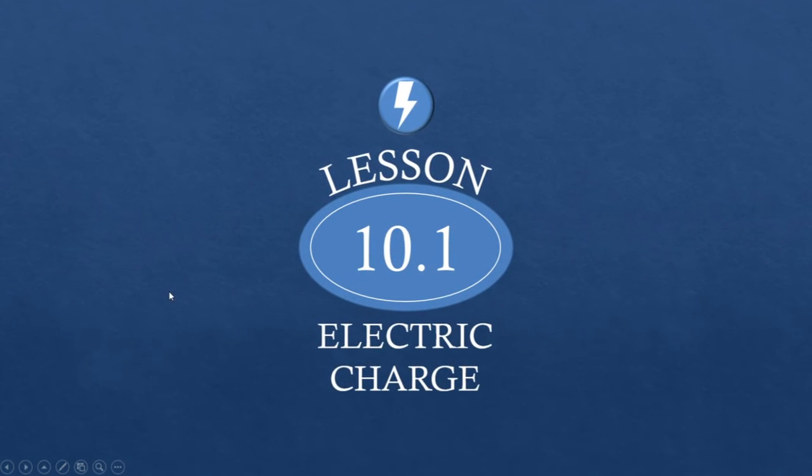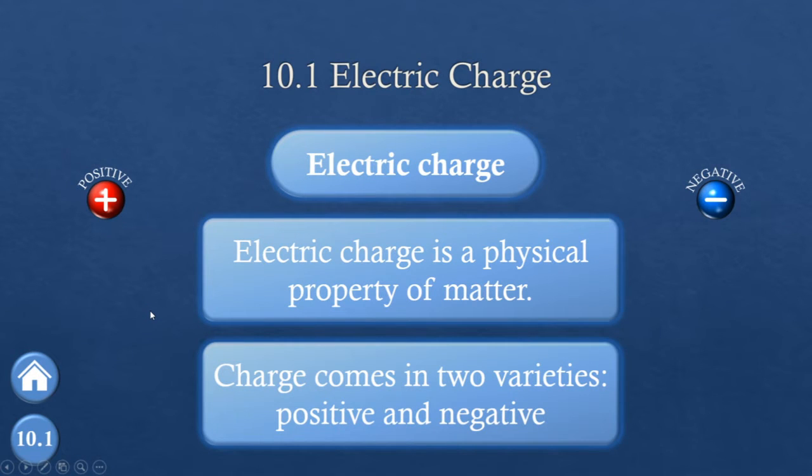Lesson 10.1, Electric Charge. So what is electric charge? Well, electric charge is a physical property of matter. Remember, a physical property is a property that can be observed or measured without changing what a substance is made of. Charge comes in two varieties. We have positive charges and negative charges. Now, just as a matter of convention, positive charges will almost always be represented in red, and negative charges will be represented in blue. I also like to put the plus and the minus sign just to kind of help you out.